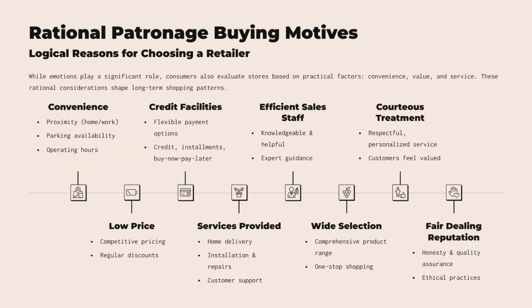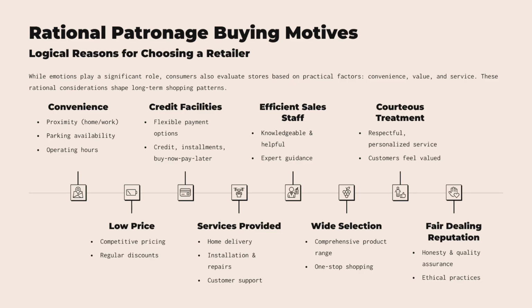On the other hand, rational patronage motives involve careful consideration of where to shop. Convenience is key. Proximity and convenient working hours, like shops open on Sundays, attract rational buyers. Next is low prices charged by the shop, which is a major draw. If a specific store is known for being cheaper, people will flock there.